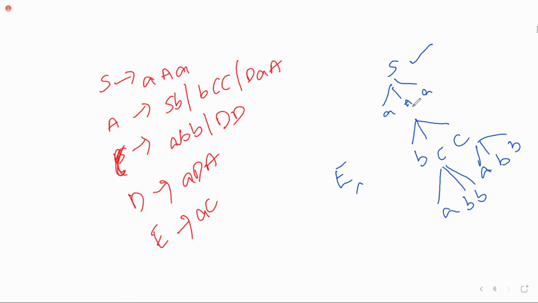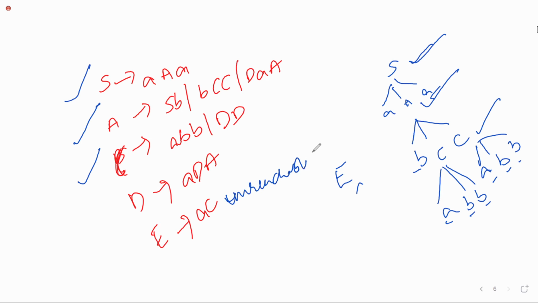Do you have any more non-terminals, which means any more variables? Here there are no more, which means S is useful, A is useful, C is useful. E is not used anywhere, which is unreachable, so E is a useless symbol.